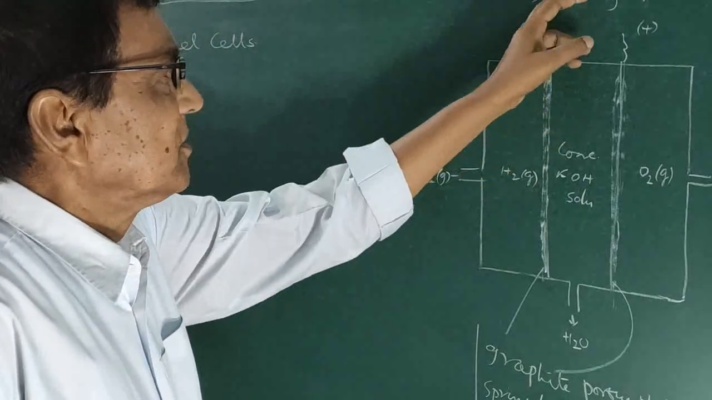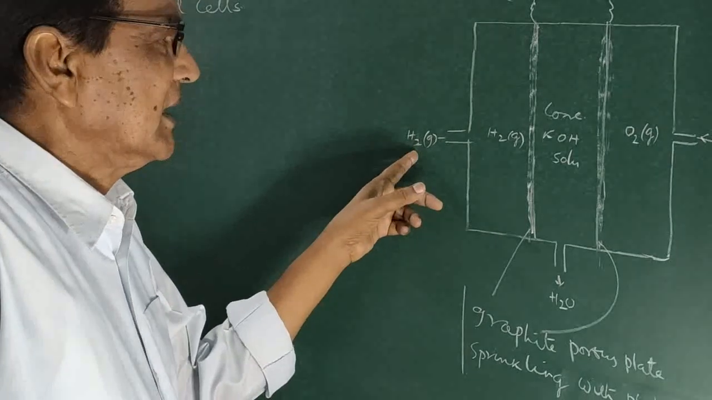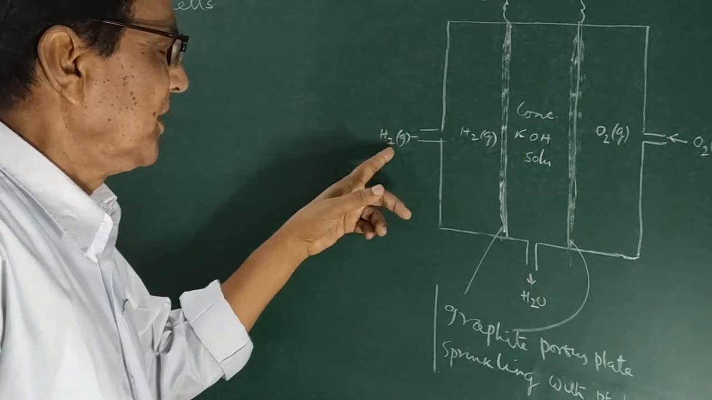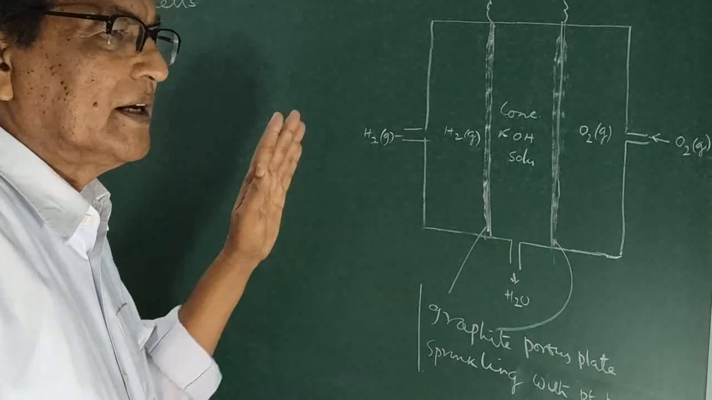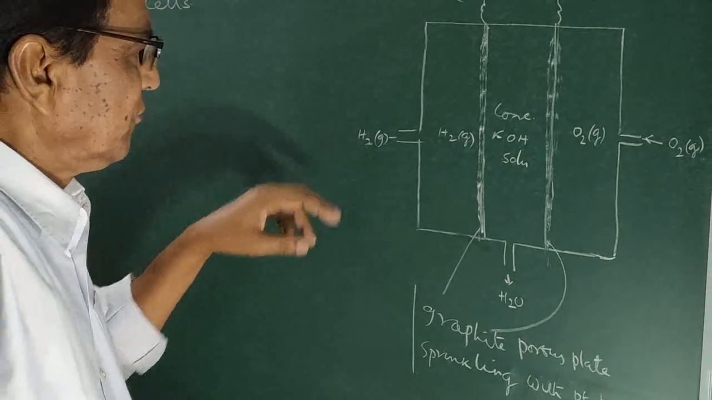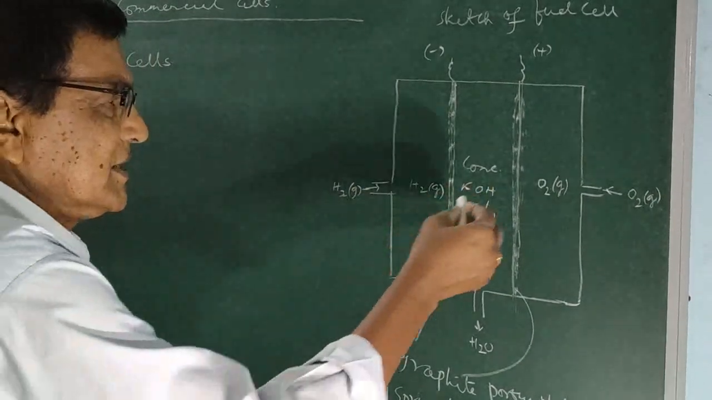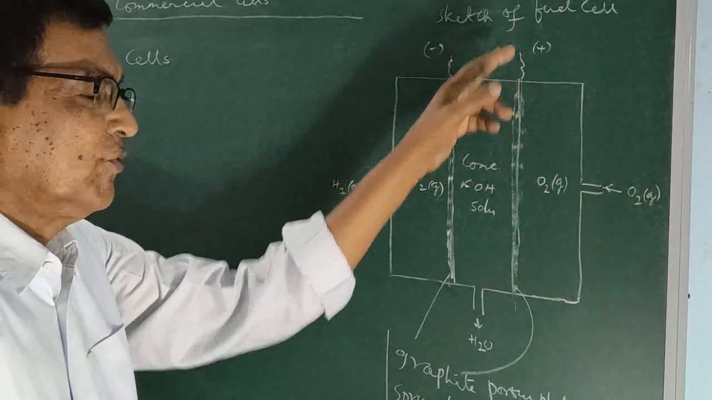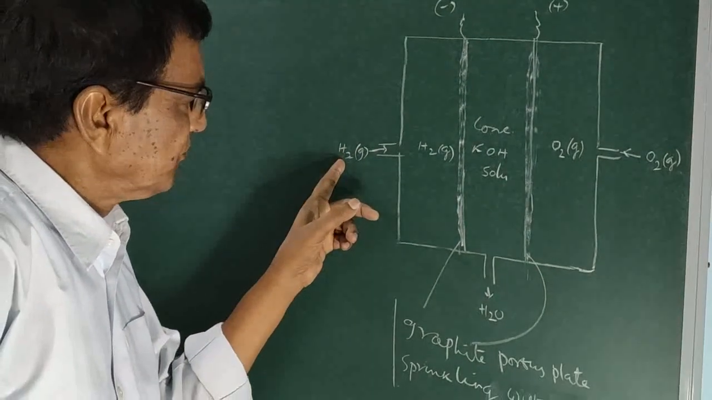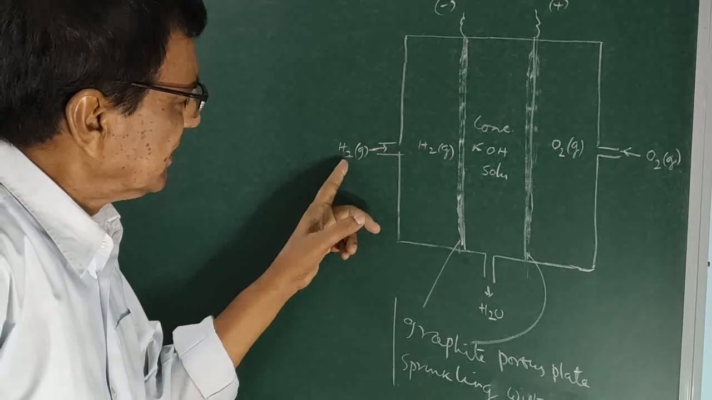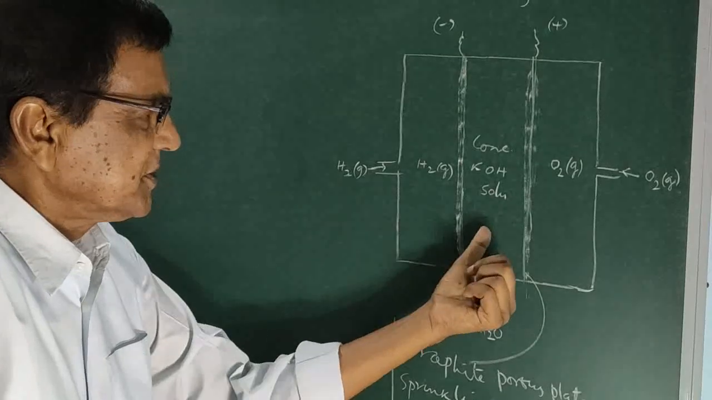This is the sketch of a fuel cell. Here hydrogen is the fuel. In some cases, hydrogen and methane, ethane, or other fuels are used. I am discussing the hydrogen-oxygen fuel cell. It consists of three chambers: first chamber, second chamber, third chamber.